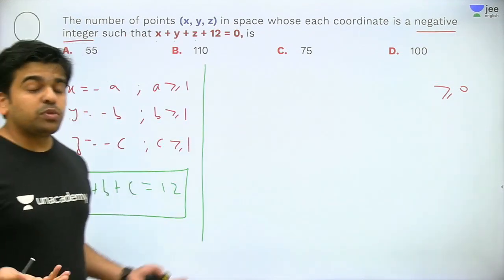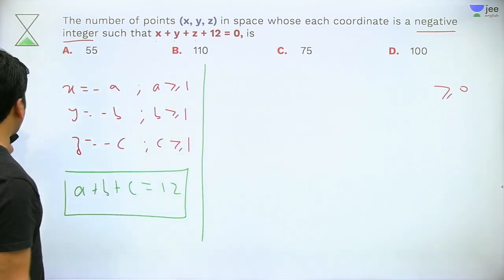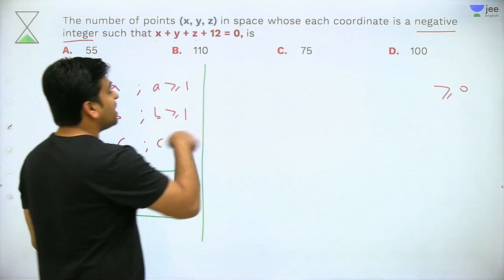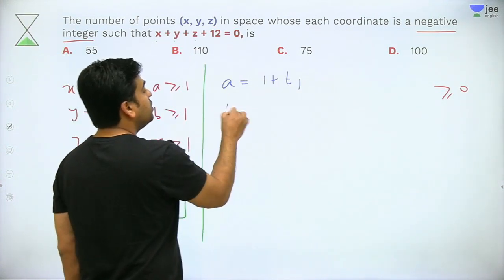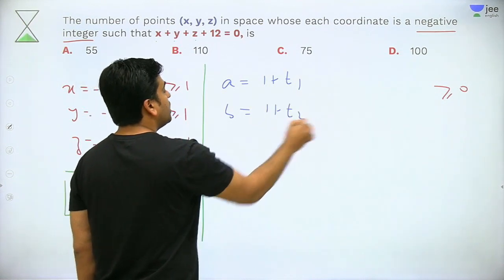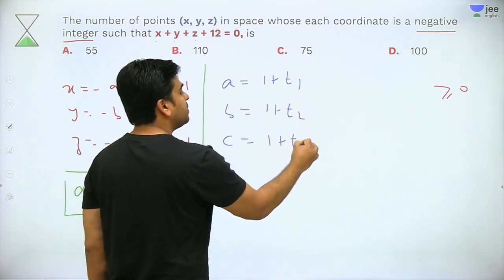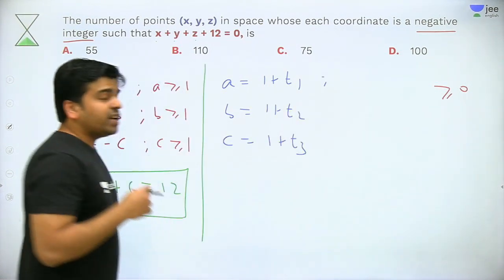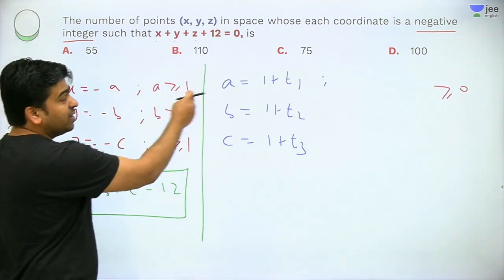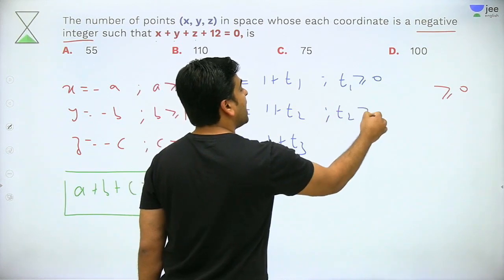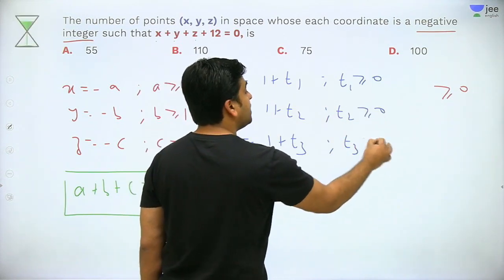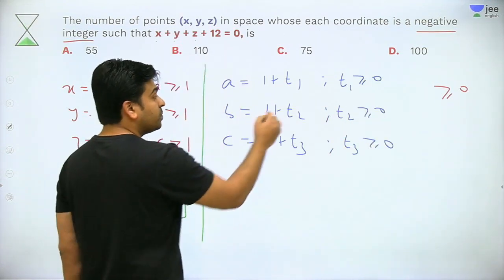So I will again think of some substitution. It is a very easy game that we are playing, isn't it? So we will now again change. We'll change a as 1 plus t1, b as 1 plus t2, and c as 1 plus t3. If I want a to be greater than or equal to 1, t1 has to be greater than or equal to 0, and t2 similarly has to be greater than or equal to 0, and t3 similarly has to be greater than or equal to 0.